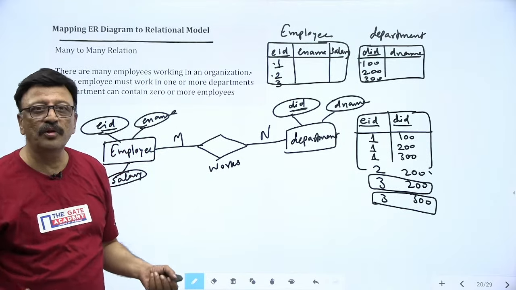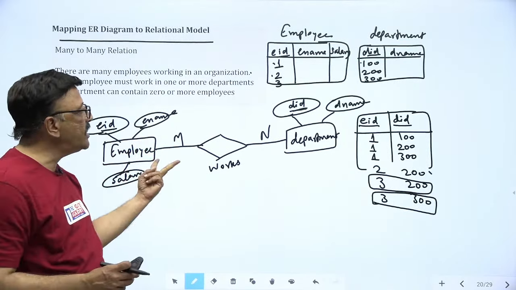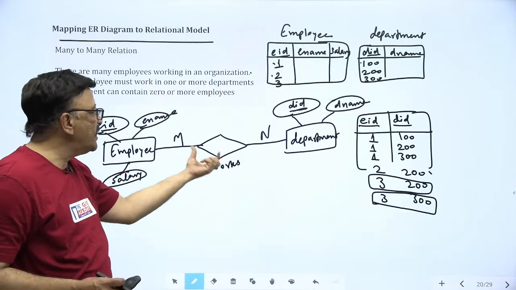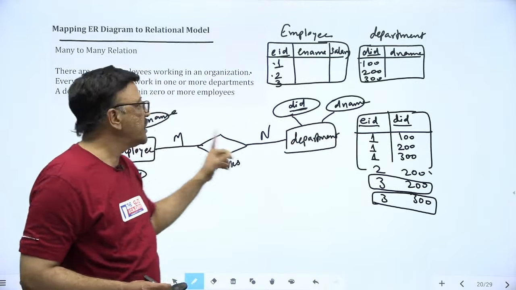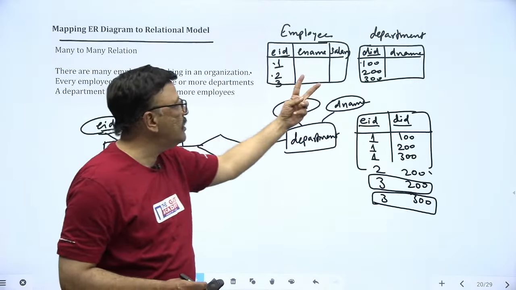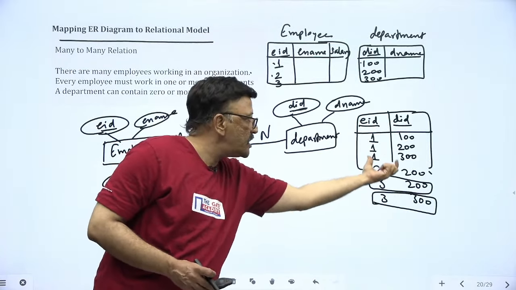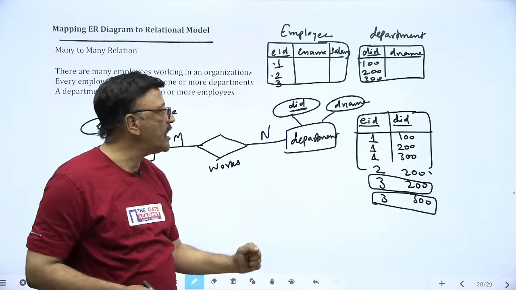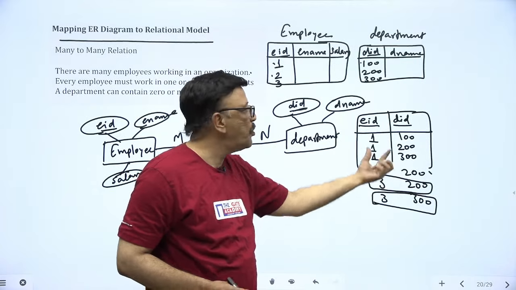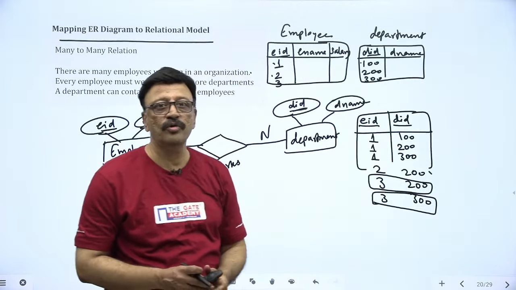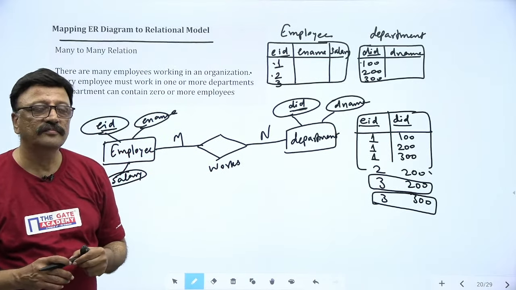So, a very simple rule of transforming a many to many relation. If there are 2 entities, there will be 2 tables, and the relation which is many to many will be transformed into a new table, and the key attributes of both the tables will become the columns of that new table, and their combination must be unique. You cannot have 1 and 100 repeated again, because both together will form a key attribute. I hope you got that.